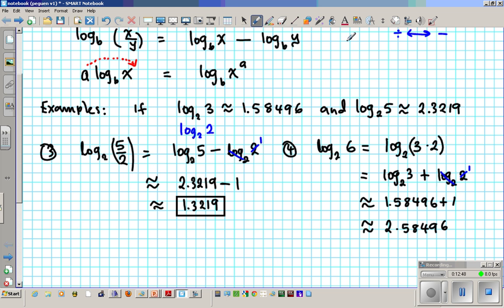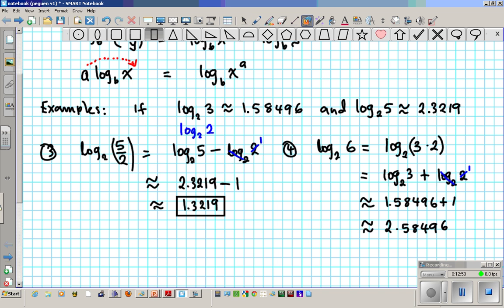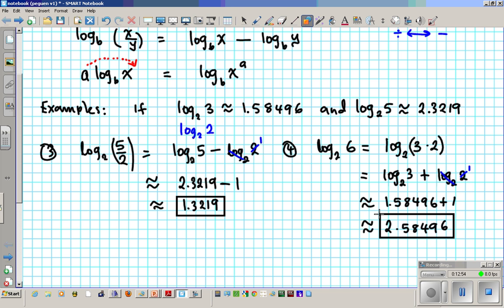So anytime the number is not exactly what is given, you have to play the game of determining what combination of the knowns yields the logarithmic number that's under consideration. And that's how you do it. Alright, that's it for the first part of this video.